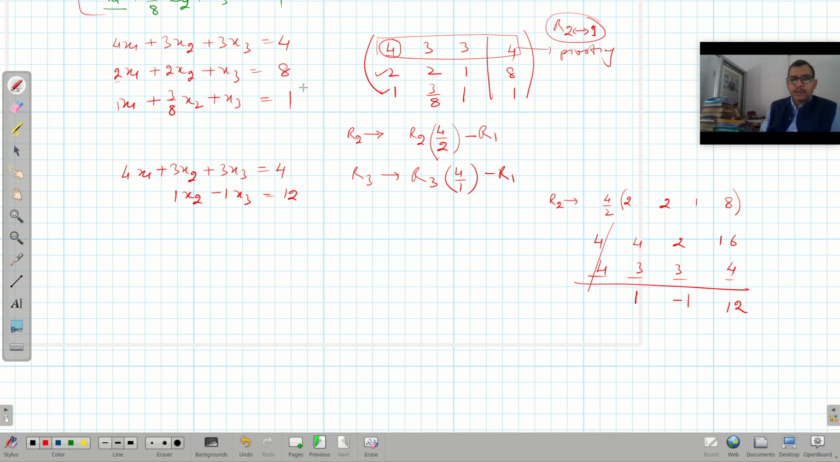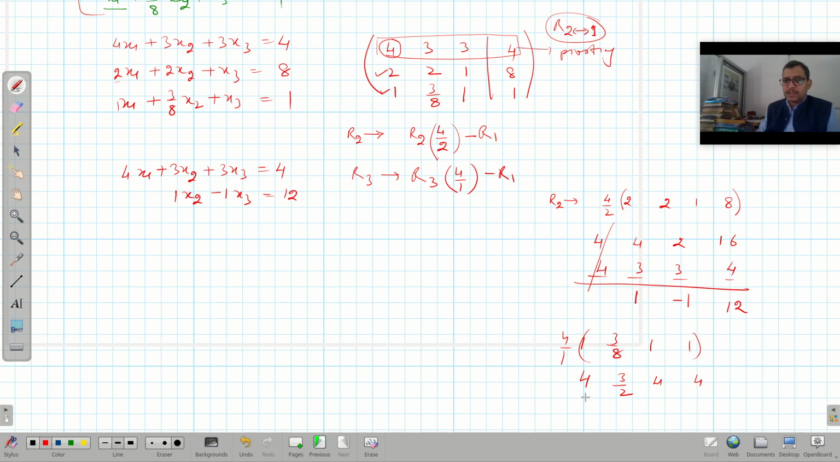And what will happen to this? It is 1, 3/8, 1 and 1. So it is multiplied with 4 by 1. When it is operated over it, it will become 4, 3/2, 4 and 4. And then this will be subtracted from it.